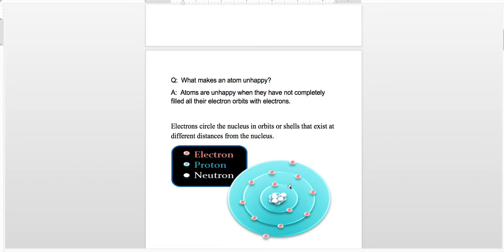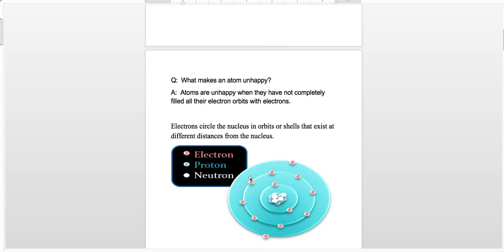Whereas with electrons in their orbits, you can actually fit more than one electron into an orbit. How many electrons you can fit in an orbit depends on the size of the orbit and how far away from the center it is. So, for example, in this inner orbit here, the close orbit, you can fit 2 electrons. So this orbit is what's called filled when it has 2 electrons in it. That's the highest number of electrons you can have in that orbit.